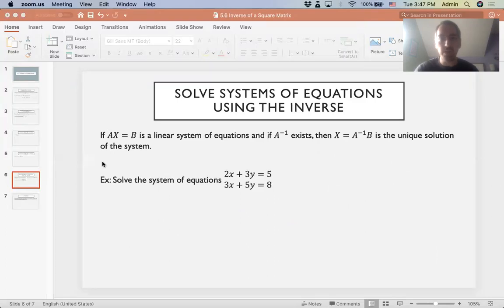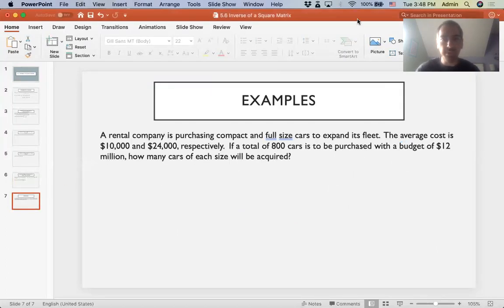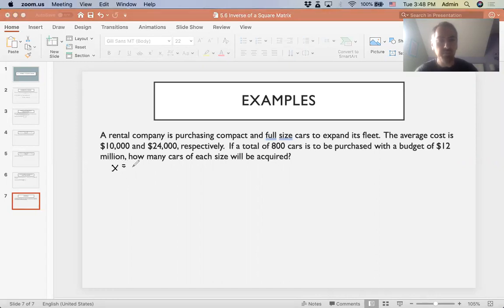All right, we'll look at one example here, an application problem. We have a rental company that is purchasing compact and full-size cars to expand its fleet. The average cost is $10,000 for compact cars and $24,000 for full-size cars. If a total of 800 cars is to be purchased with a budget of $12 million, how many cars of each size should be acquired? All right, so we've got two variables. How many compact cars should be purchased? How many full-size cars should be purchased? So we've got this X and the Y. X is the number of compact cars. Y is the number of full-size cars.